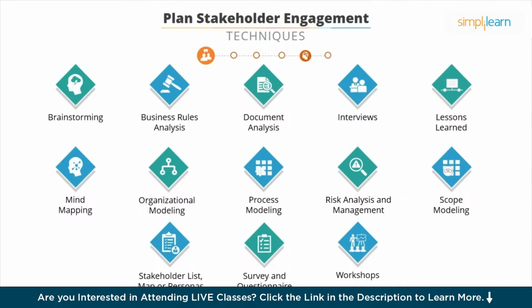There are 50 techniques referred in BABOK version 3. We will learn each of these techniques in different knowledge areas. Technique in bold indicates we will be going through in detail in upcoming slides. Let's look into organizational modeling and stakeholder list, map, or persona technique in detail.